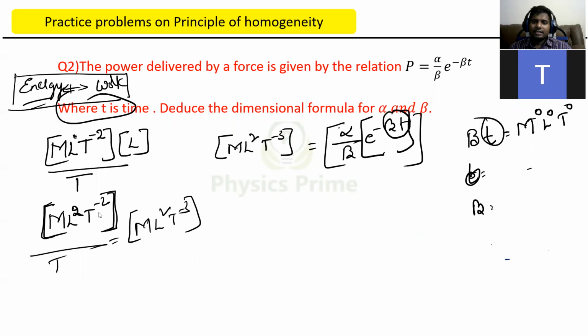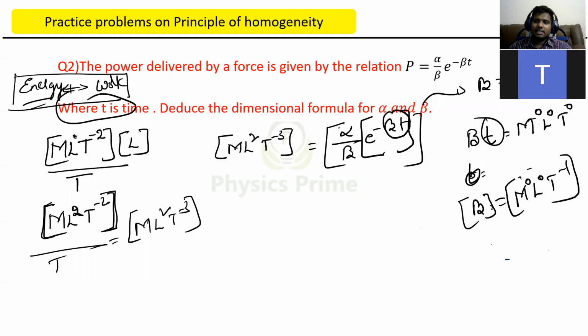So can I send the t to the right side? Did you understand? Yes, sir. Then you will get M power 0, L power 0, T power minus 1, right? So you got the beta dimension, that is, beta dimension is M power 0, L power 0, T power minus 1. Got it? By what principle? The power term should not have any dimensions.